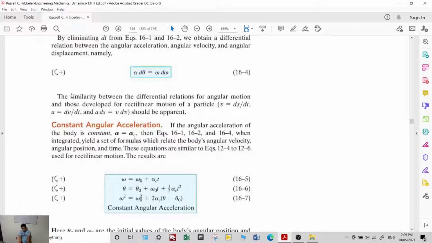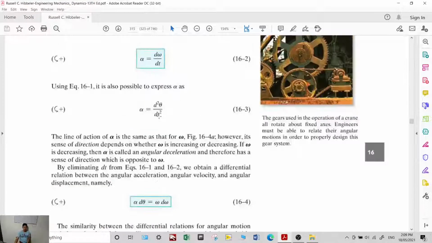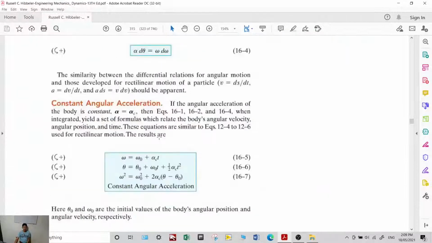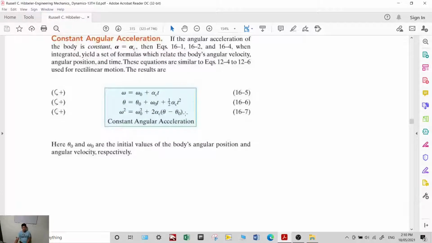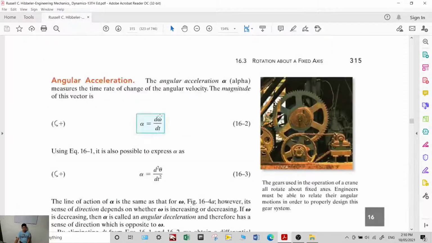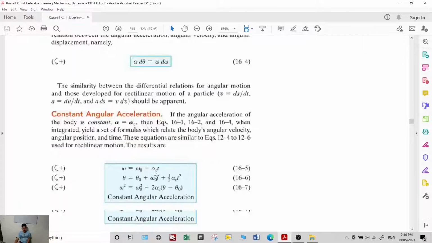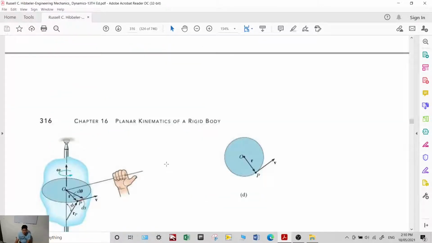Again, if the angular acceleration is constant, we can evaluate them, no? Just like our kinematic equations. So the counterpart of that is omega is equal to omega naught plus angular acceleration times time and so on, no? We will not derive this one because it is very easy to integrate. It's like what we did in the rectilinear motion topic.